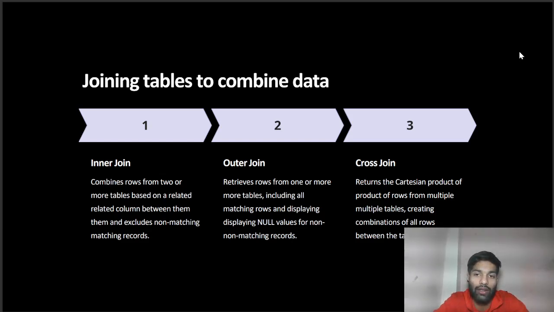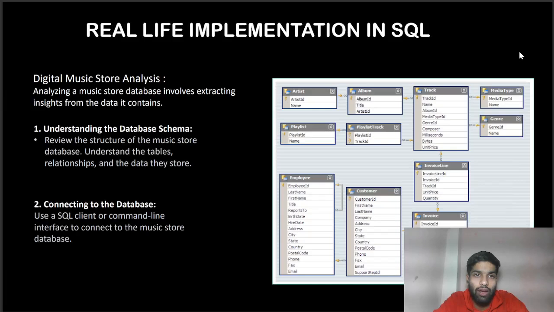And the third one is cross join. Cross join is just a Cartesian product. If you know the Cartesian product, it is easy to understand what a cross join is. It is the combination of rows between the two tables. So these are the joins. And after that, real-life implementation in SQL.